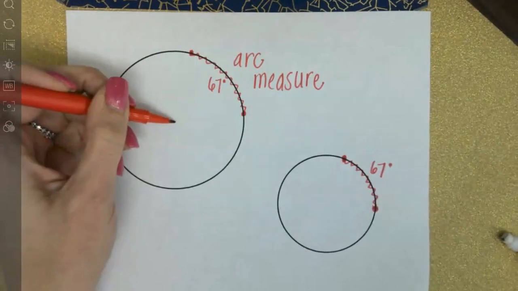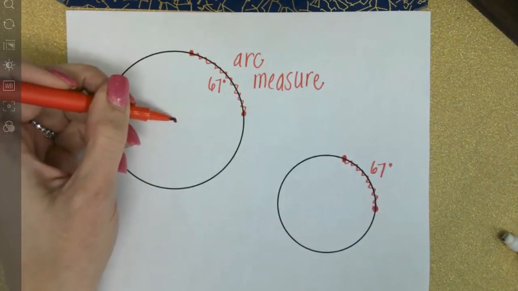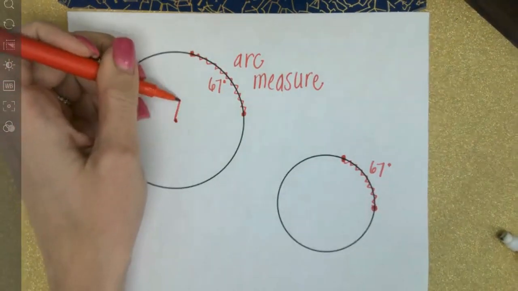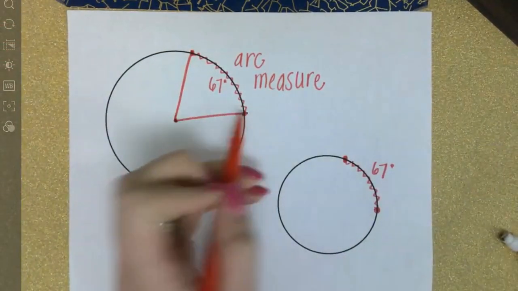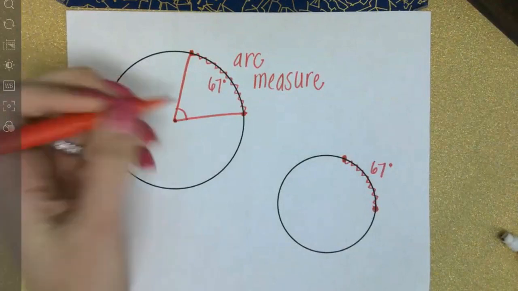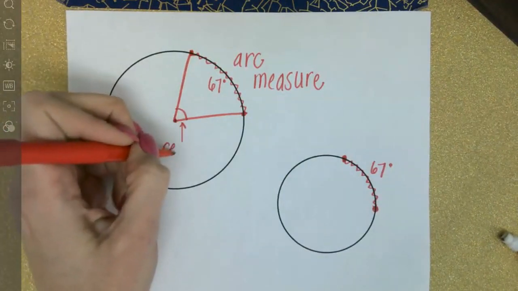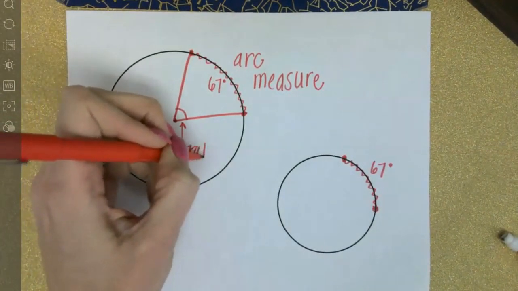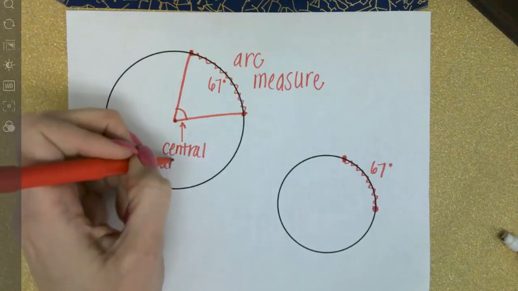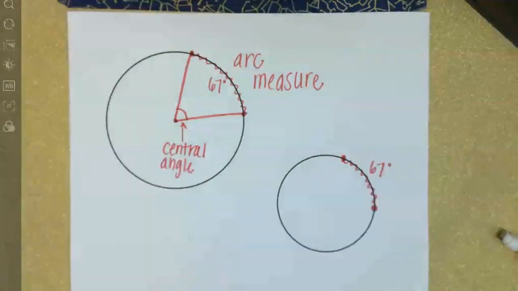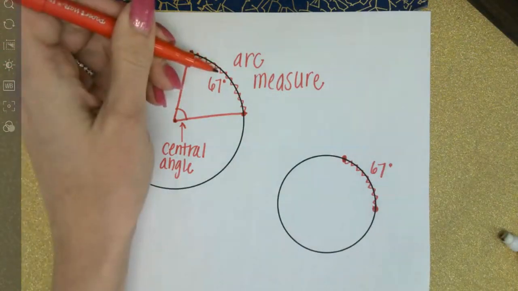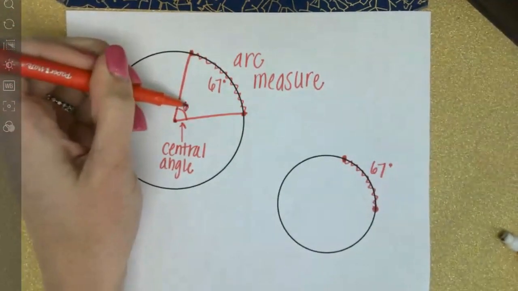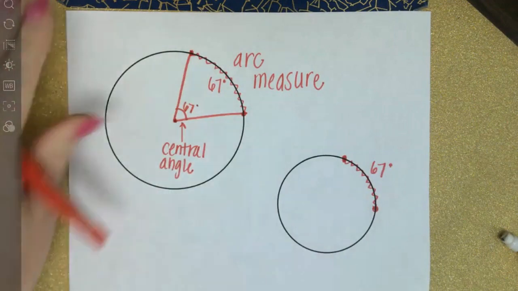Now, when we look at the center of the circle, if I draw in 2 radii, I'm just going to draw them in to connect them to those points. This angle right here is called a central angle because it's coming from the center. And what we're going to find is that the central angle and the arc measure are going to be the same measurement. So this is also 67 degrees.